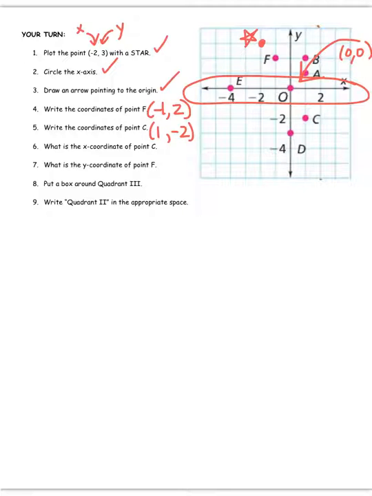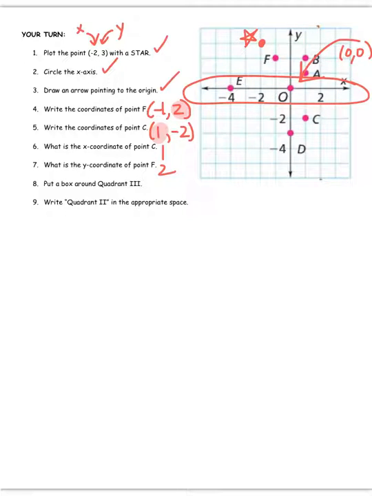Alright, what is the x-coordinate of point C? So we already found point C up here. The x-coordinate is the first coordinate, that's 1. So the x-coordinate is 1. What is the y-coordinate of point F? So let's look at point F. We already found it. The y-coordinate is the second coordinate. It's 2.